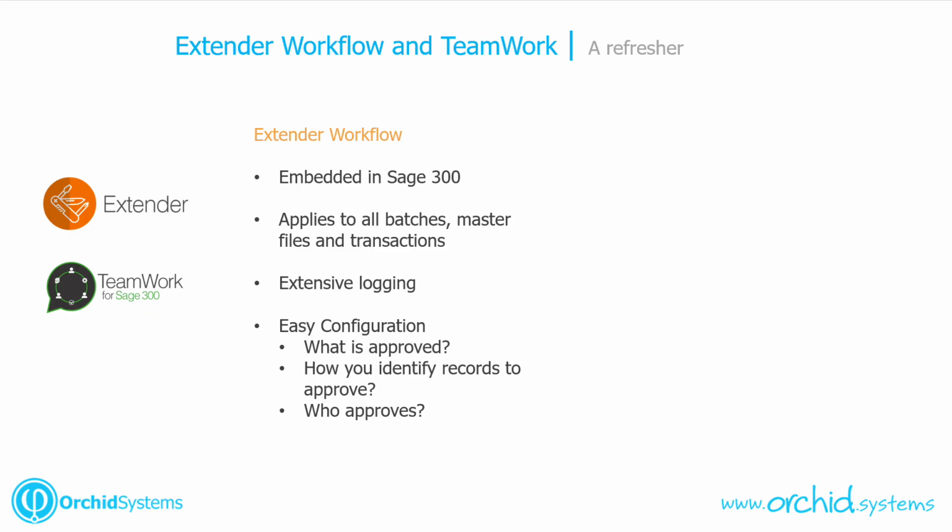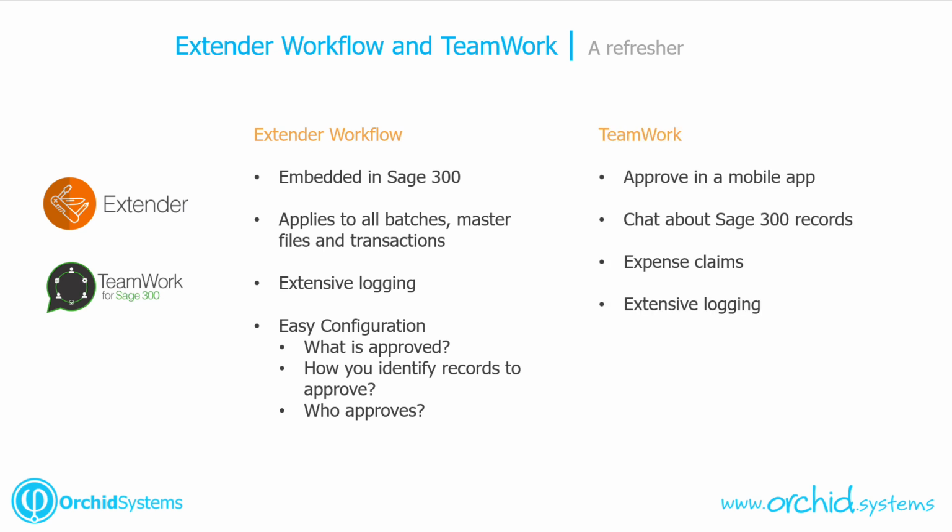It includes extensive logging and is built around an easy configuration of your workflow rules. What is approved? How do you identify the records to approve, and who approves, with up to 5 consecutive approvers. So once you have designed your approval flowchart, and these days with AI, it's even easier to draw a nice flowchart for your business process, you just need to apply that to the workflow rules. And we'll show you how to do that today.